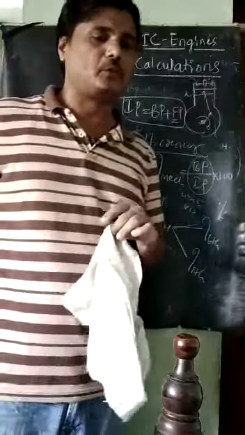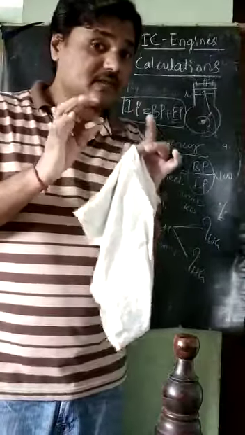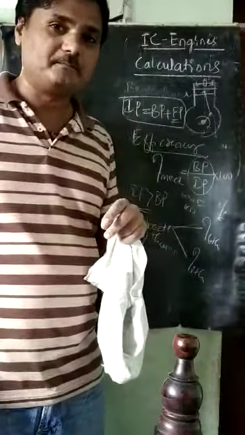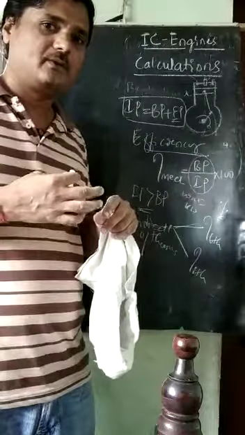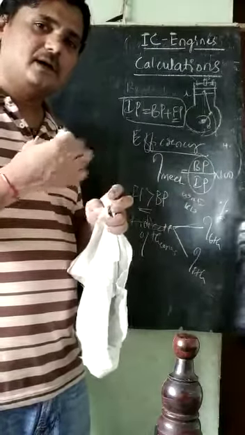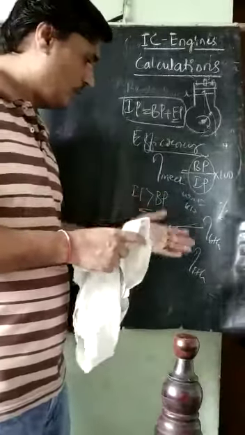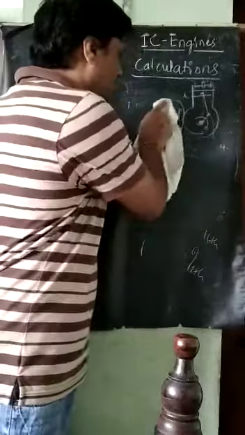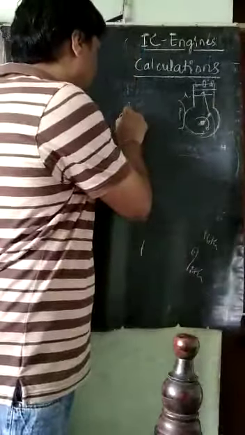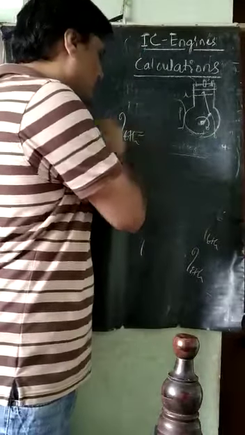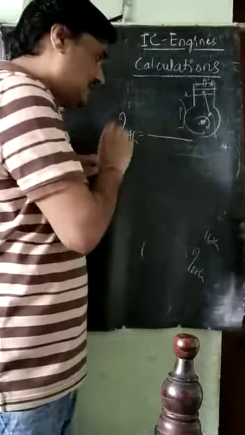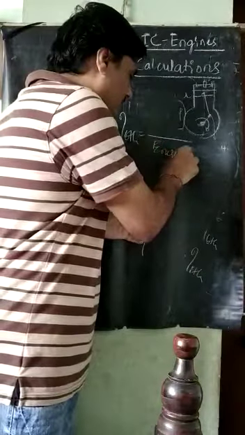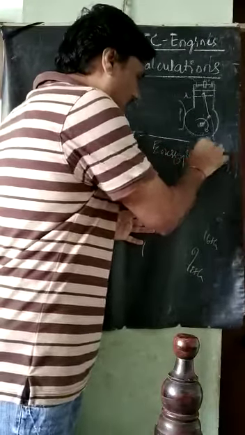Thermal efficiency means how much input chemical energy has been converted into heat energy. That is very important. That is called the thermal efficiency. There are two, brake thermal and indicated thermal. You will see the formula now. For the brake thermal efficiency, BTH is equal to, in the denominator we have to take the energy input.